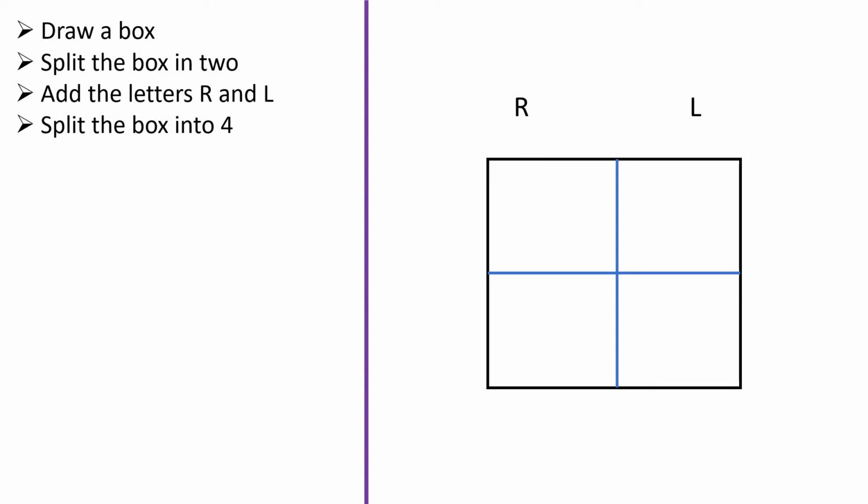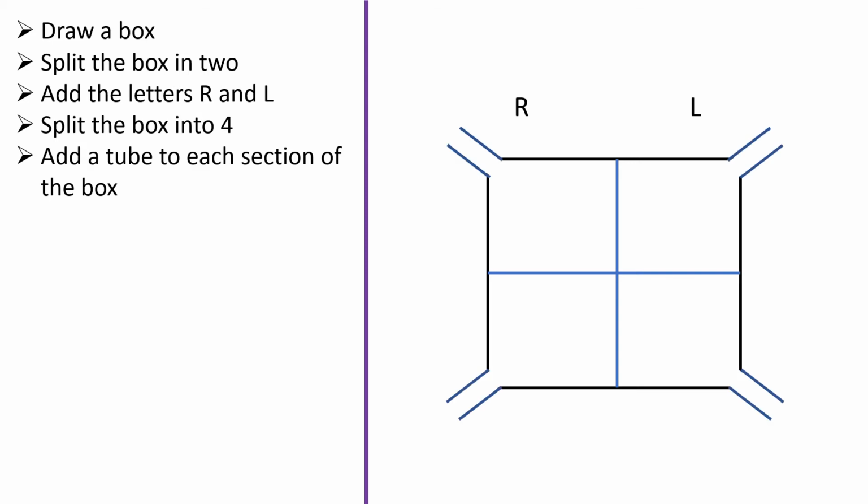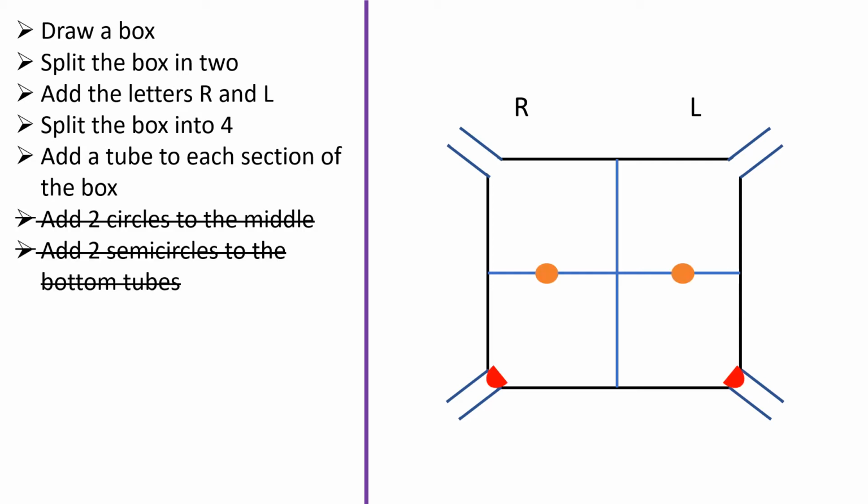We then split the box up into four, a top half and a bottom half, and then left and right. We connect a tube to each of the four sections of the heart. Now you can add in the circles and semicircles, but you don't need them for AQA GCSE Biology. If you are continuing on to A-level biology, I strongly recommend that you do put them in and you just think about them and call them valves. We'll come back to that point in a moment.